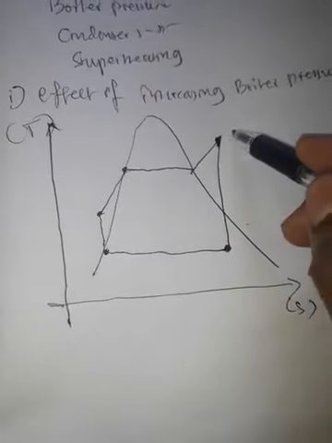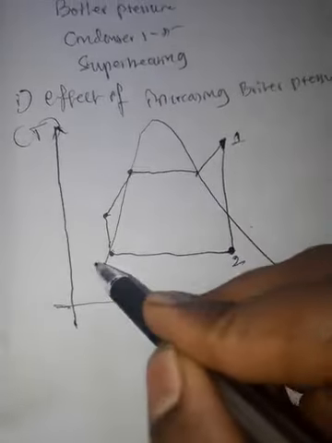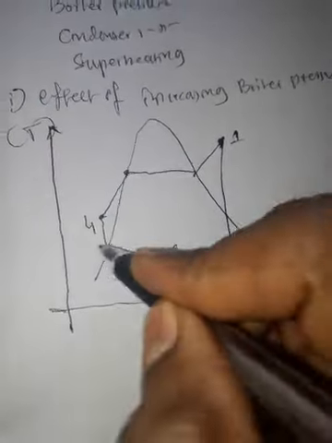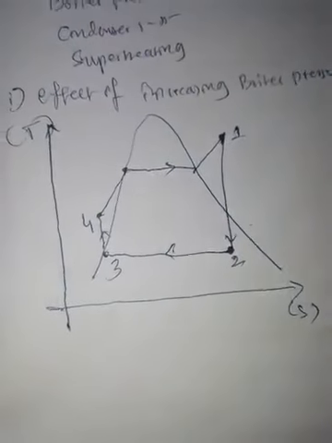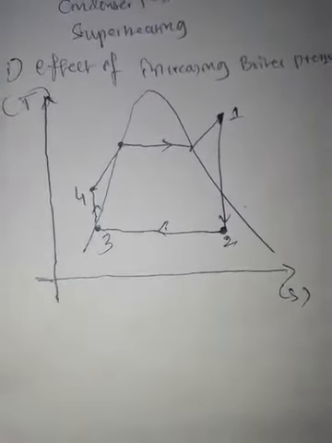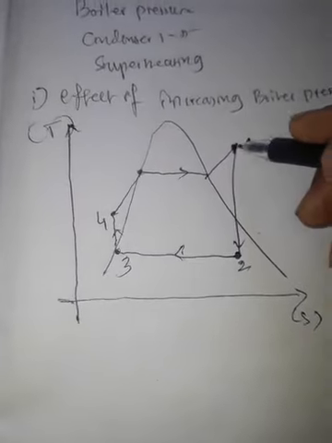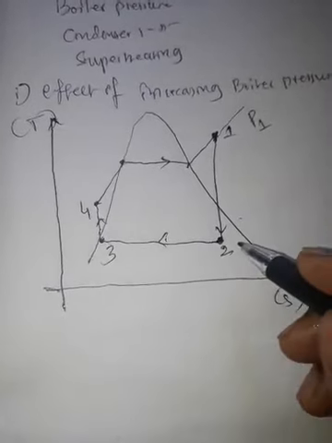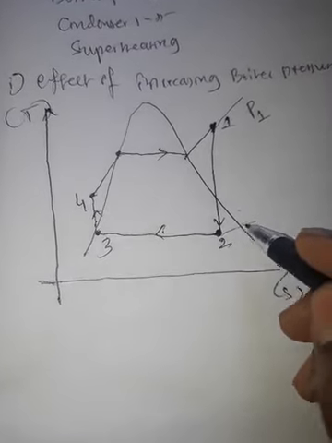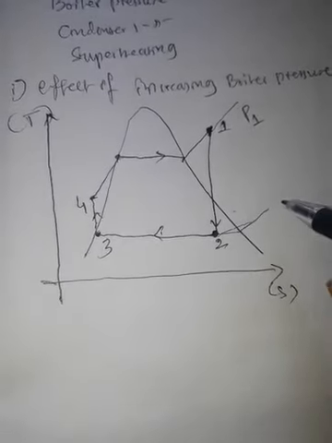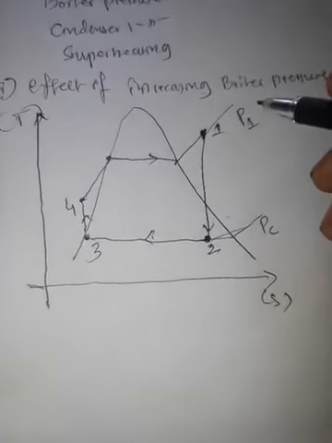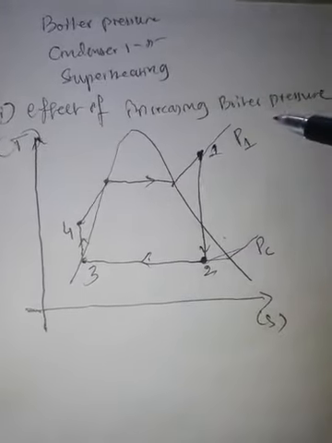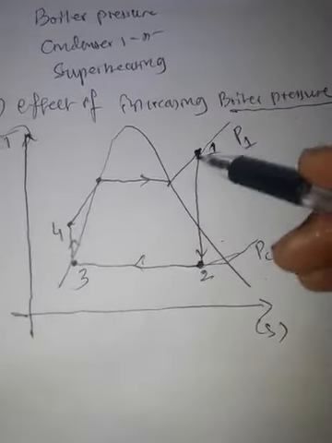So this is the cycle 1, 2, 3, 4. This is how we represent the Rankine cycle on the TS diagram. So this is happening at a boiler pressure P1. This is the condenser pressure line. Okay, condenser pressure constant. Now as we are discussing effect of increasing the boiler pressure, this is the boiler pressure P1.